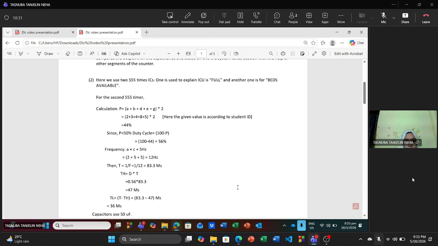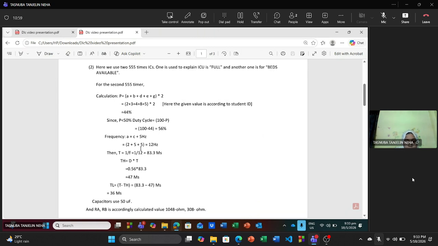Here P is equal to A plus B plus D plus E plus G, into 2. The parameters are according to my student ID. So P is equal to 44%. Since P is less than 50%, the duty cycle is equal to 100 minus P, 100 minus 44, which is 56%. Frequency is A plus C plus 5 Hz, which is 12 Hz.